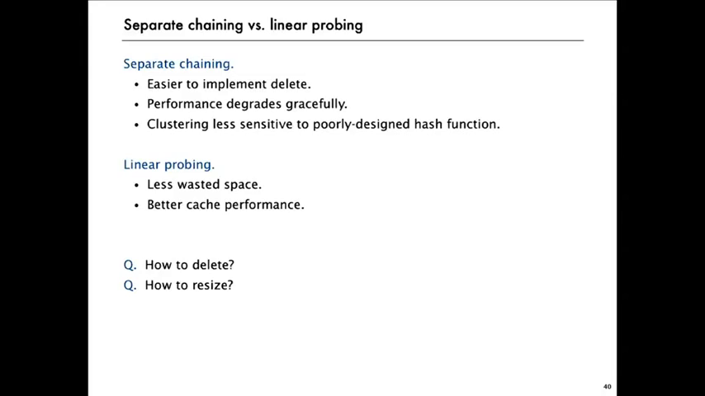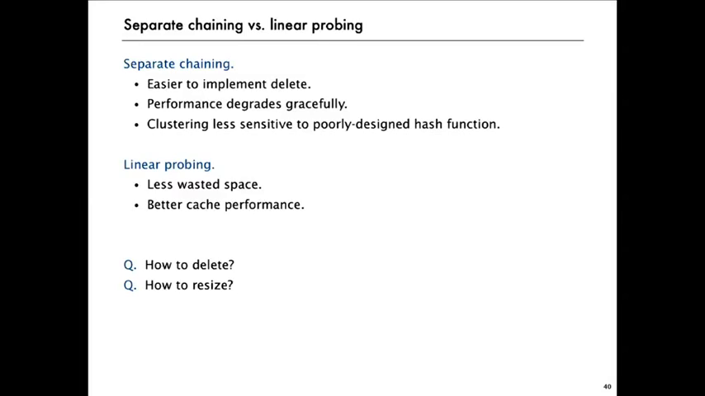There's a number of considerations to take into account. Separate chaining is really easy to implement, both insert and delete. If performance degrades, it does so gracefully. And the clustering is maybe less of a problem if you have a bad hash function. Linear probing tends to make better use of space, and also it'll perform better for huge tables where caching is involved.